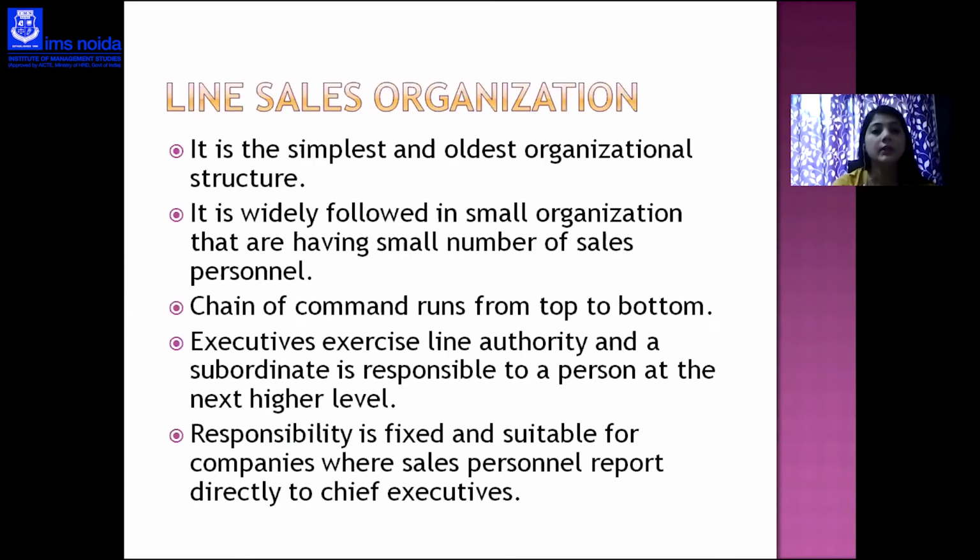First is the line organizational structure. It is the oldest and simplest sales organizational structure. It is widely used in smaller firms and in firms with a small number of selling personnel, for example, in companies that cover a limited geographic area or sell a narrow product line. The chain of command runs from the top sales executive down through subordinates.